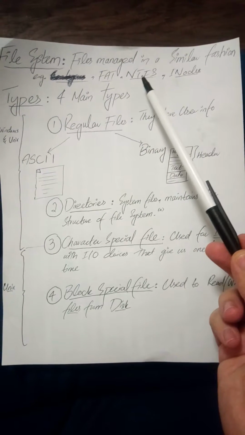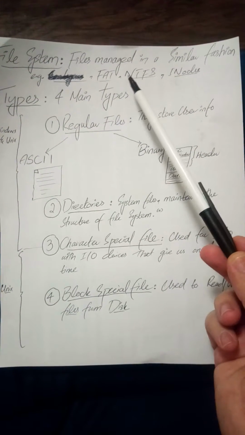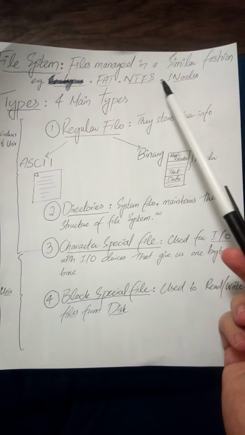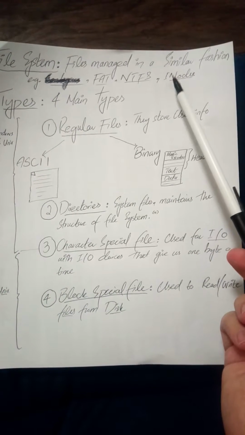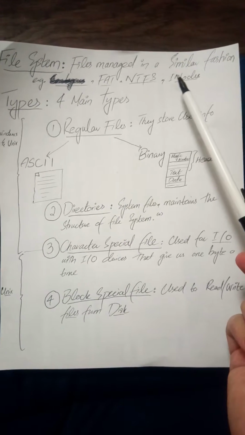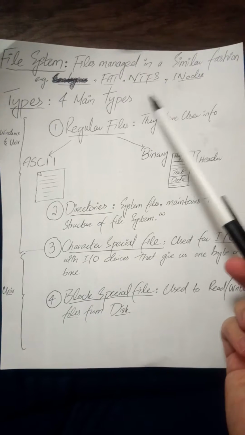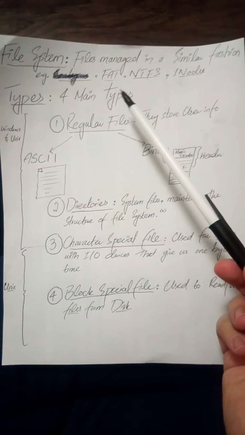Then we have NTFS, which is what Windows uses. It is the New Technology File System. And then what Unix uses is inodes, which stands for index nodes, which is just a data structure, which I'll explain in my next videos.